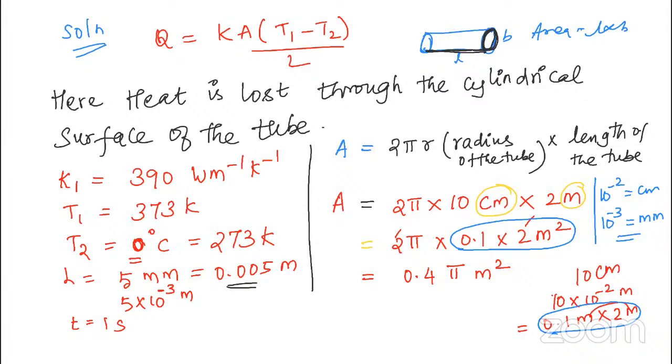Okay, next step. All our values are there. All these values are substituted in this formula, and directly you have to calculate the value of Q. So calculate and tell me what answer comes. You have 2 minutes time.